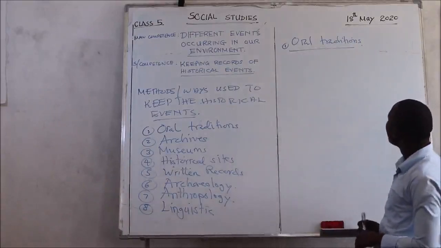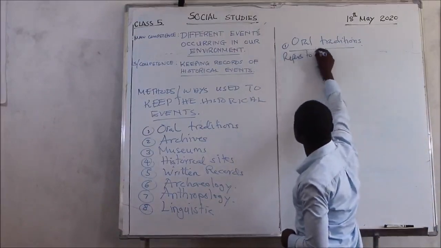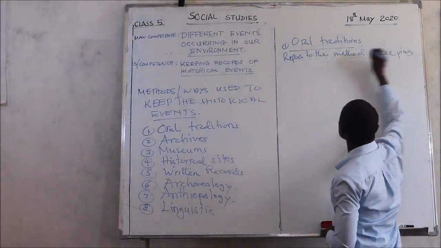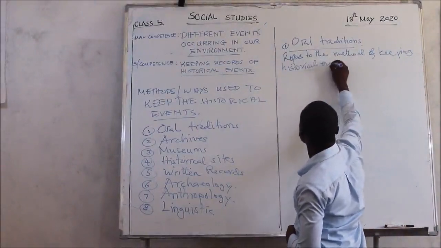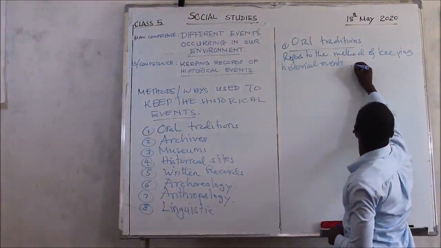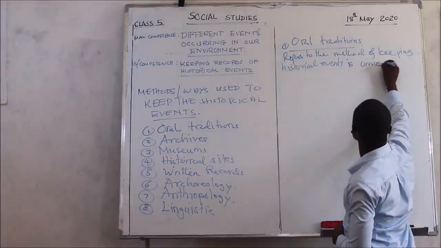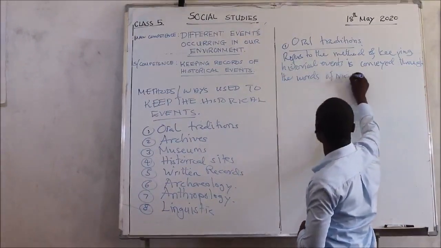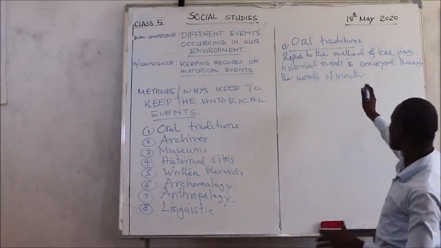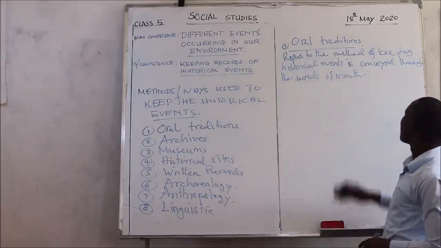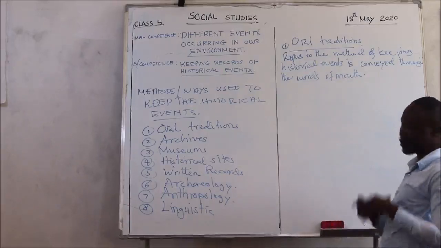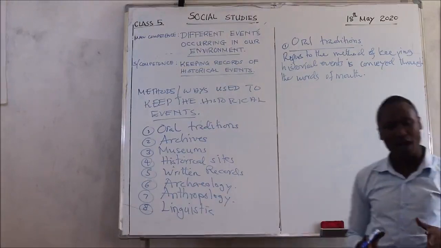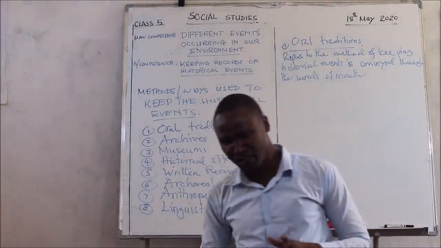Oral traditions refers to the method of keeping historical events which is conveyed through the word of mouth. As you know, the word of mouth is through talking. This is the method of giving out or passing information from one person to another, or from one generation to another, through talking as well as listening. And this one is in two ways.